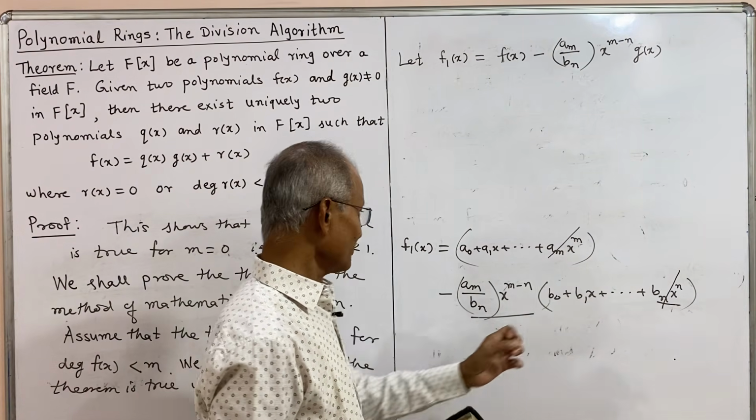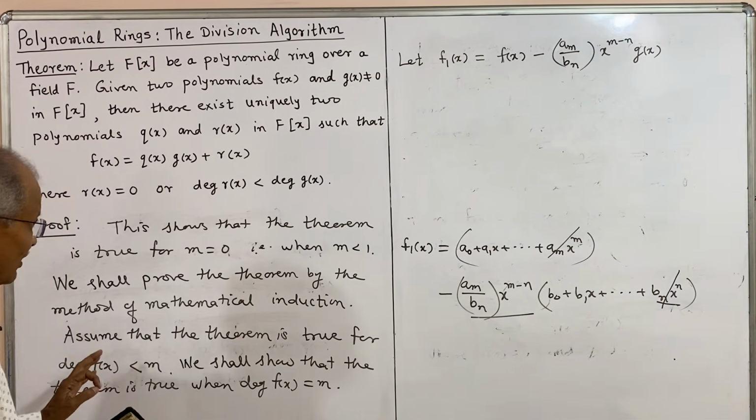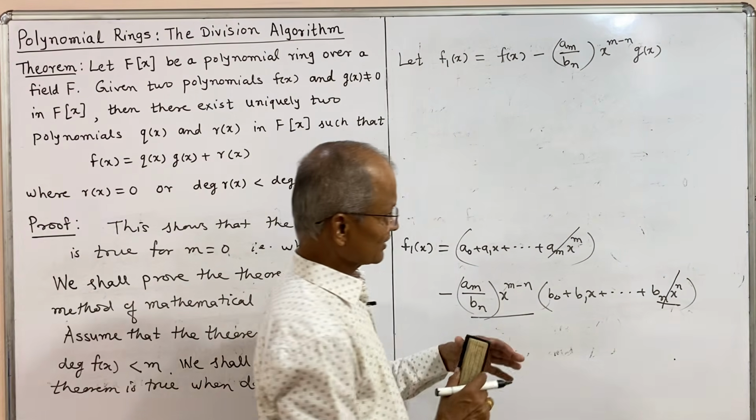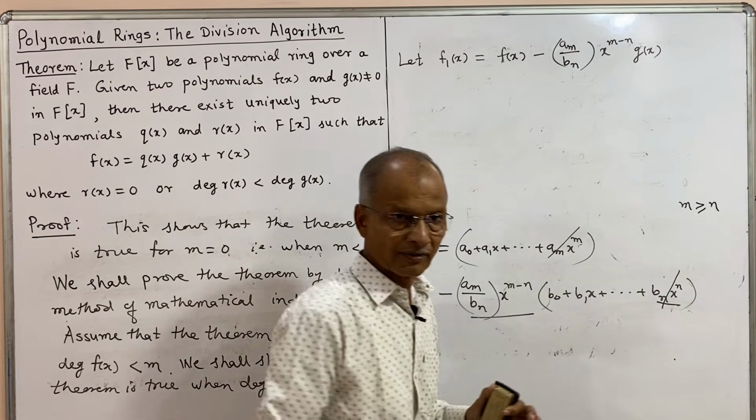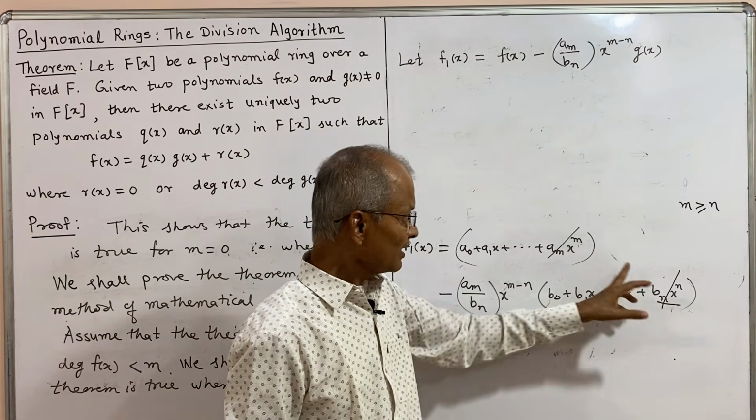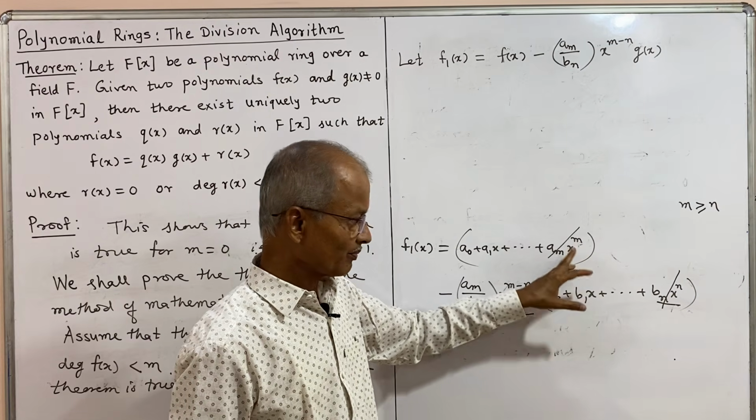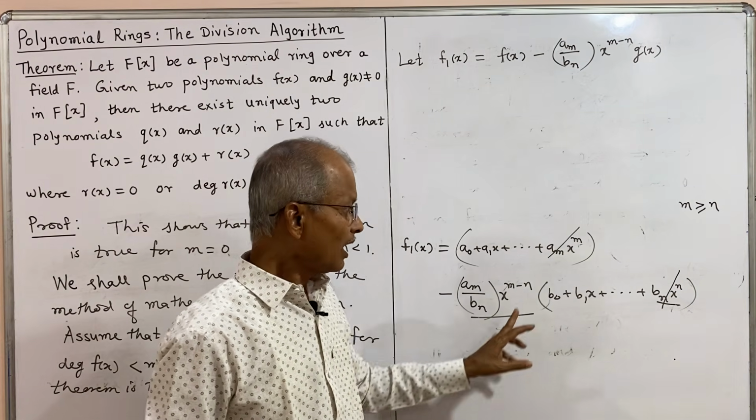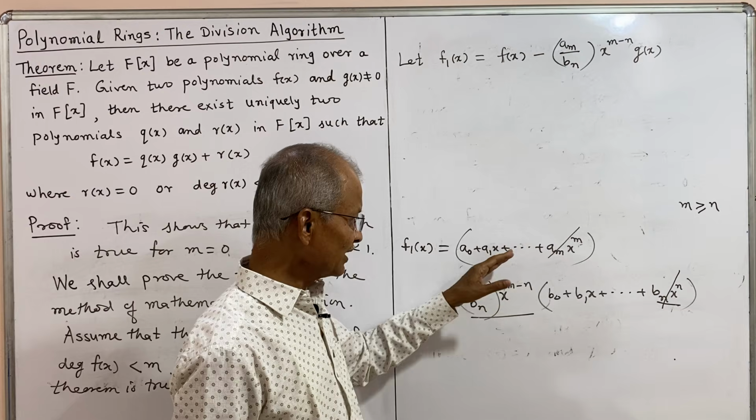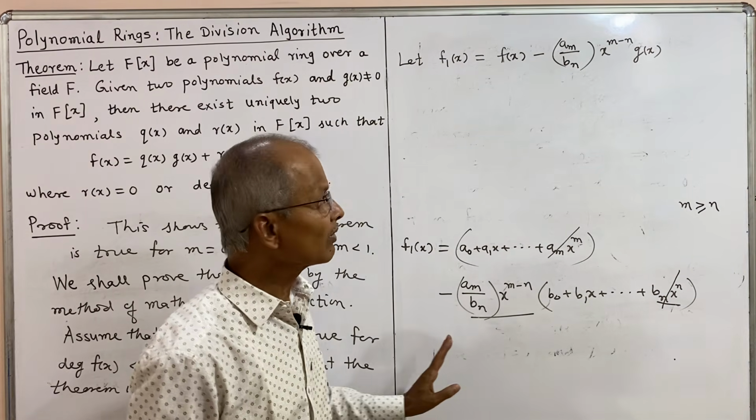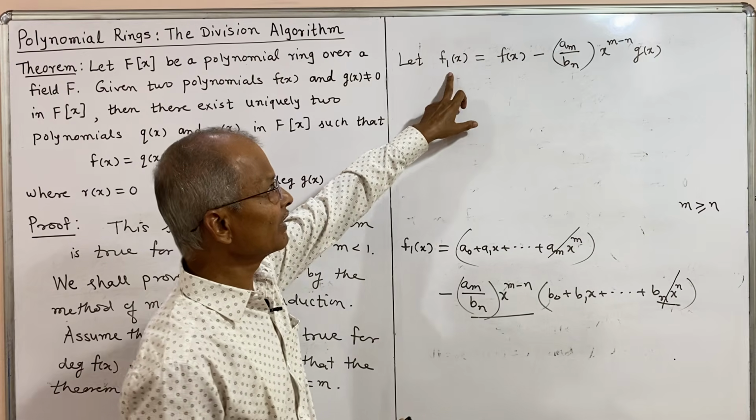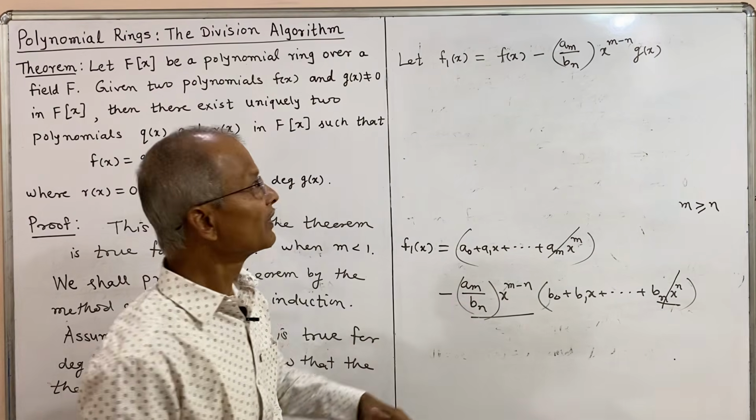Here m is greater than n, so we have assumed, and our possibility is m is greater than or equal to n, and therefore here this mth term vanishes, and if the mth term vanishes, the degree of this expression becomes less than m, and therefore here we have the degree of f1(x) less than m.